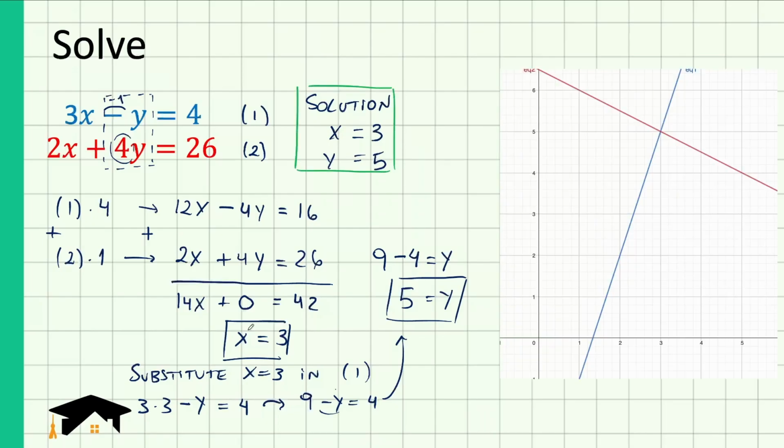Again, if we plot these two equations, we find that the intersection point has x coordinate 3 and y coordinate 5. So this is the point 3, 5, and that is exactly what we got in our solution.